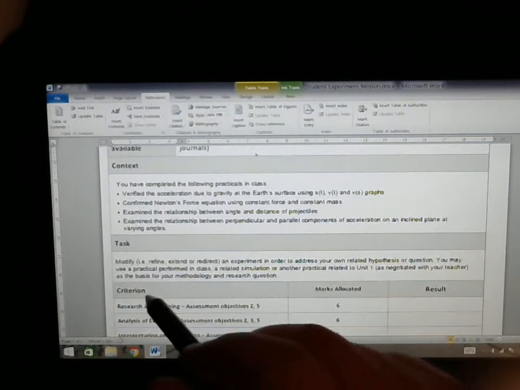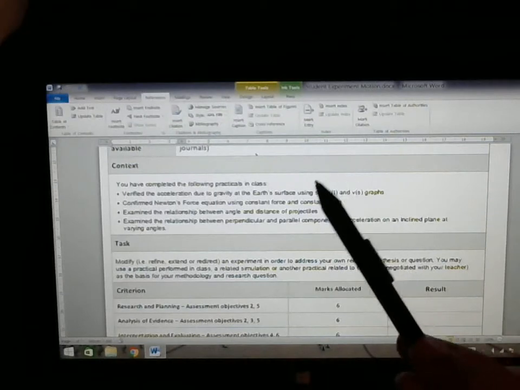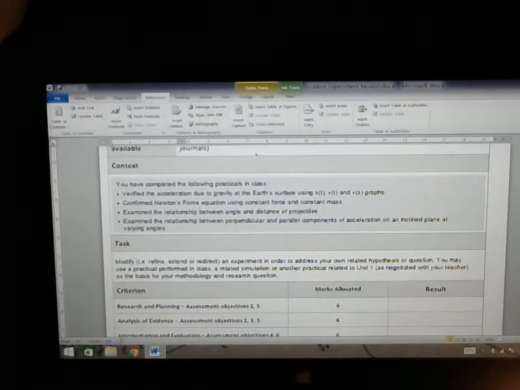So the task, and we have it here in the box below, is that we need to modify. Now, modify comes under three words. We have refine, we have extend, and we have redirect. We will look at what each of those words mean in the video about modification. So if you want questions about that, go look at that one. But you need to do some change to an experiment and relate it to your own hypothesis or question. You can use one of three things: a prac we've done in class, so one of the four from up here for physics, a related simulation, or another prac related to Unit 1. So the thing is, though, all of these have to be the basis of a methodology.